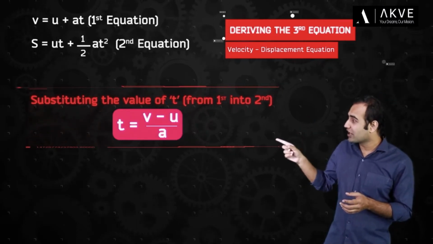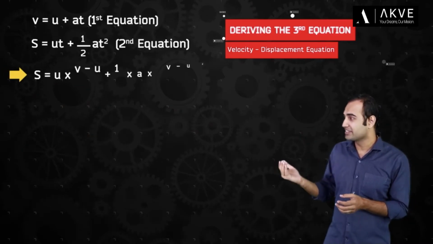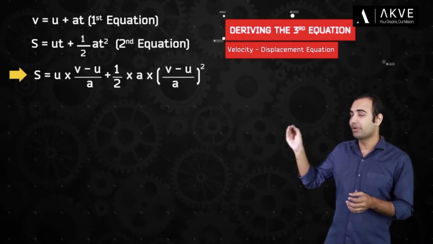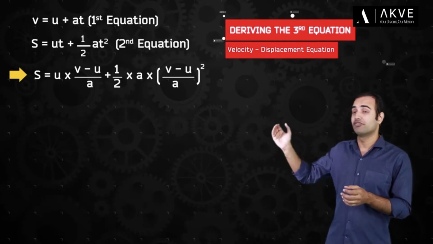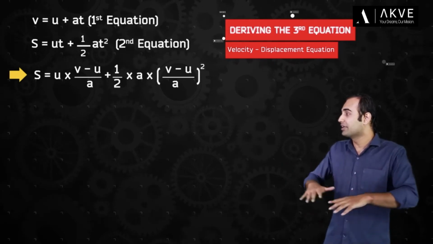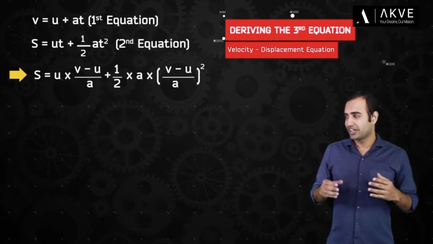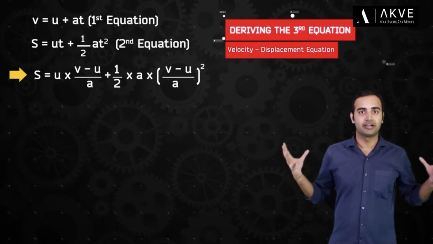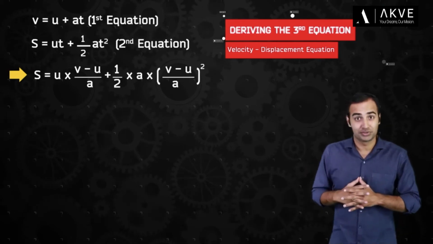Now once I put that value of t into the second equation, it becomes s is equal to u times v minus u divided by a plus half times a times v minus u by a whole square. Now you can observe that the variable t is completely eliminated here. The right hand side of this equation might look complicated and scary, but let me assure you, it's a very easy expression to solve.